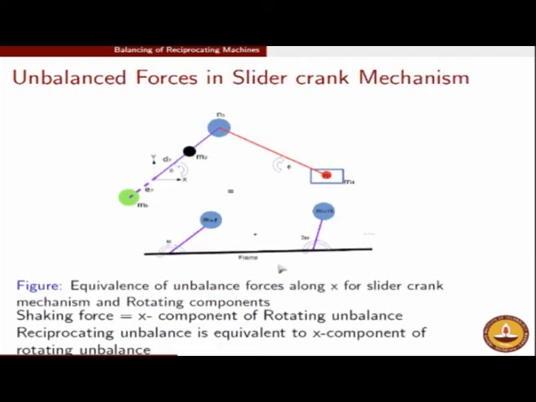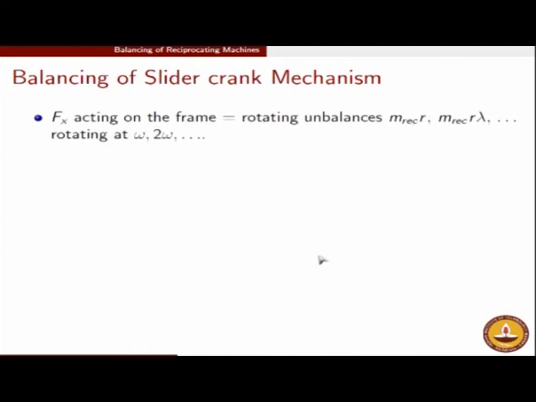Okay, so carrying on, what we have got at this stage is that this entire simplified representation of the IC engine mechanism is equivalent to two rotating unbalances, one which is m rec r rotating at omega, and the other which is m rec r lambda by 4. Again I have missed out the factor by 4, m rec r lambda by 4, which is rotating at 2 omega. So these are essentially the two unbalances that are present in my system, and this is what is hitting my frame. So in order to save this, what can I do?